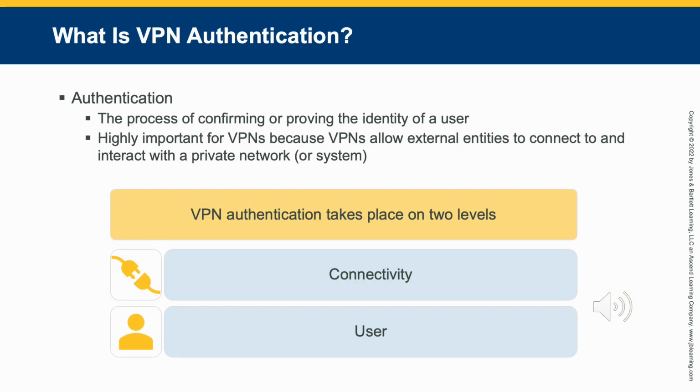What is VPN authentication? Authentication is the process of confirming or proving the identity of a user. It is highly important for VPNs because VPNs allow external entities to connect to and interact with private networks or systems.